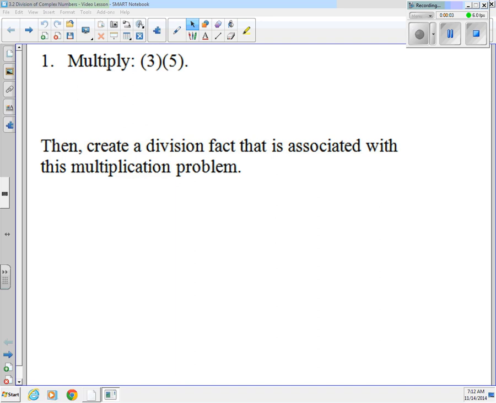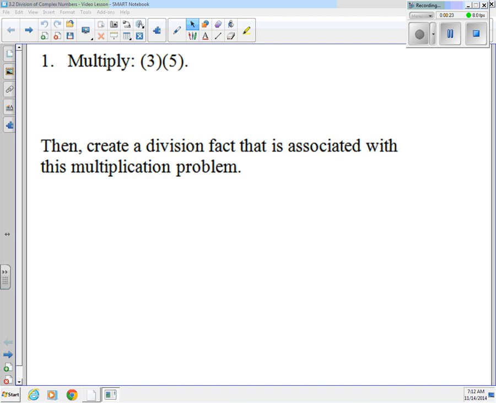This is our video lesson on division of complex numbers. We've talked about the other three operations with complex numbers: adding, subtracting, and multiplying, and we've even talked about raising i to different powers, but we have not talked about division, because division is actually a little trickier, as you might imagine.